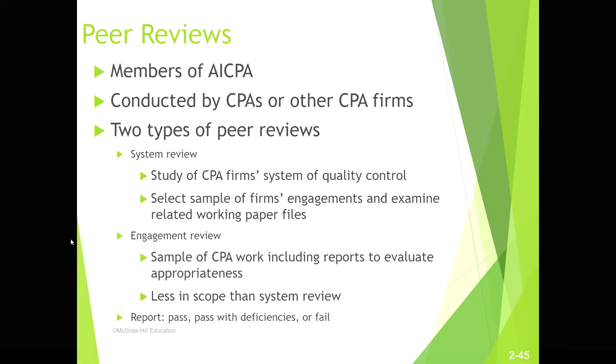So the peer reviews, they're done by other CPA firms. You can do a system review that's more looking at the quality control process, or you can have engagement reviews that are actually looking at the opinions and making sure that those opinions, obviously it's a sample, are backed up by sufficient evidence, right? And so they're not quite as extensive as the system review. And you can have these 3 different levels: pass, pass with some issues, or fail. Okay. So again, this is for AICPA non-public audits.